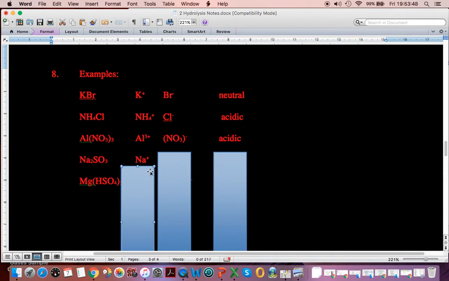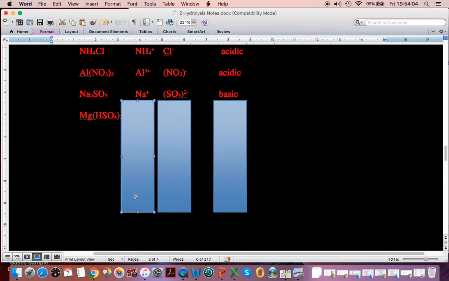Sodium is group 1, does not hydrolyze. This is the sulfite ion. It is from a weak acid, HSO3 minus. So it hydrolyzes as a base. So overall, sodium sulfite hydrolyzes to make a basic solution.